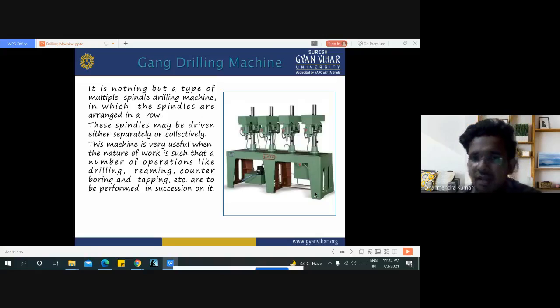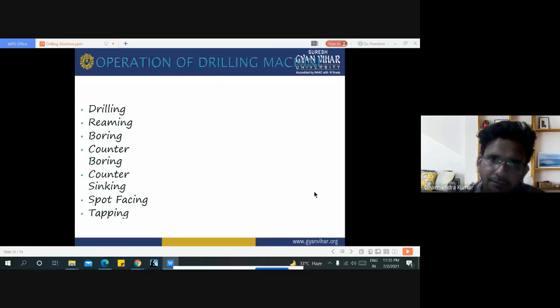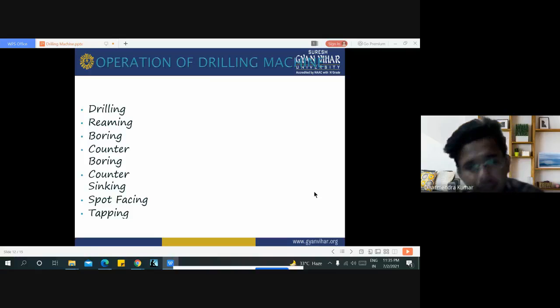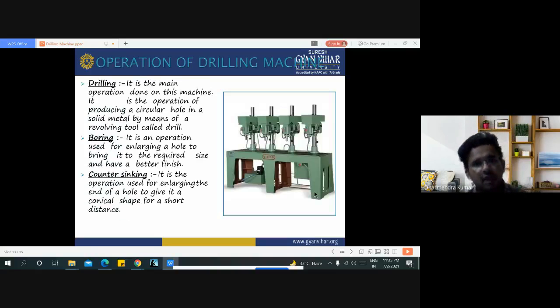This machine is very useful when the nature of work is such that a number of operations like drilling, reaming, counter boring, and tapping are to be performed in succession on it. Various operations we perform with the help of a drilling machine are drilling, reaming, boring, counter sinking, spot facing, and tapping. We will discuss them one by one.